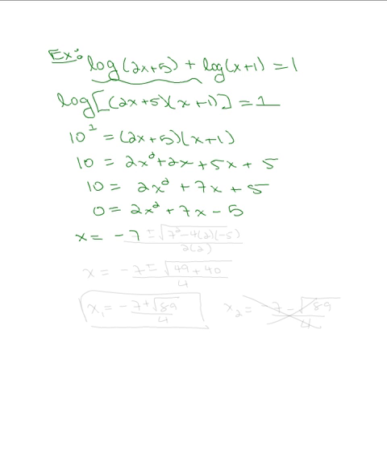x equals negative b plus or minus the square root of b squared minus 4ac, all over 2 times a. So x is negative 7 plus or minus the square root of 49 plus 40, all over 4. So we have two answers. We have negative 7 plus the square root of 89 all over 4. That's the first possible solution. And the other is negative 7 minus the square root of 89 all over 4.